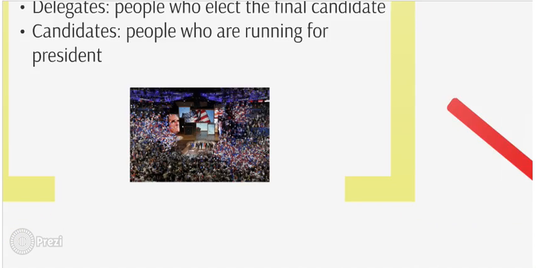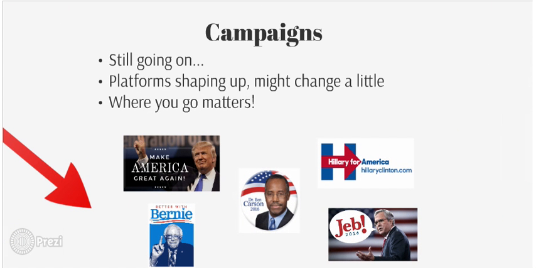So, again, campaigns are still going on, and remember, their platform, their overall belief, might shape up and change just a little bit. And where you go matters. Your strategy, where you campaign and who you talk to, definitely matters. So, if I were a Republican, I would try and go to Republican states and get their input and get their support, and then go to swing states and make sure that I got the Republican vote for that state.